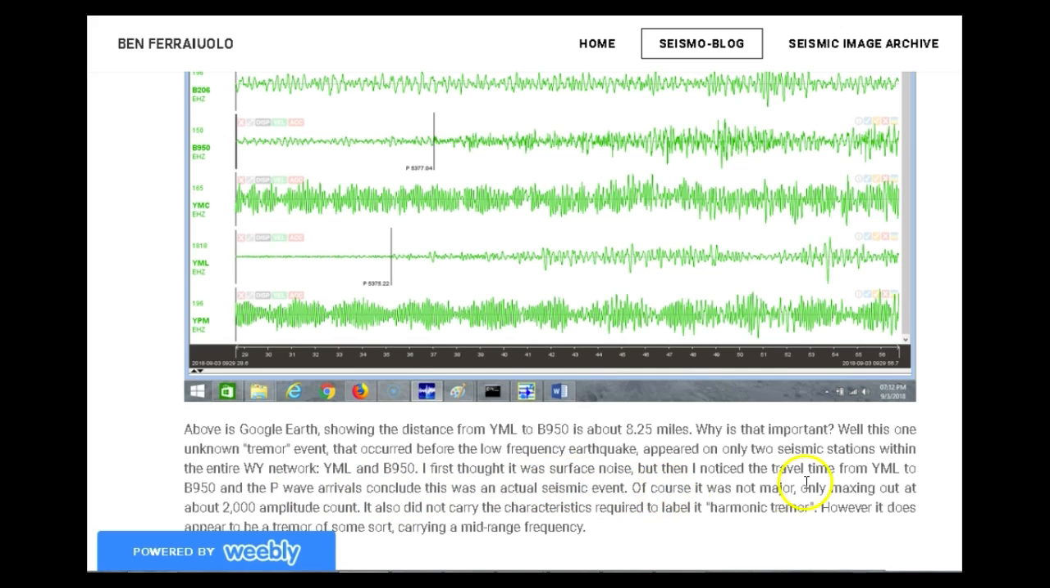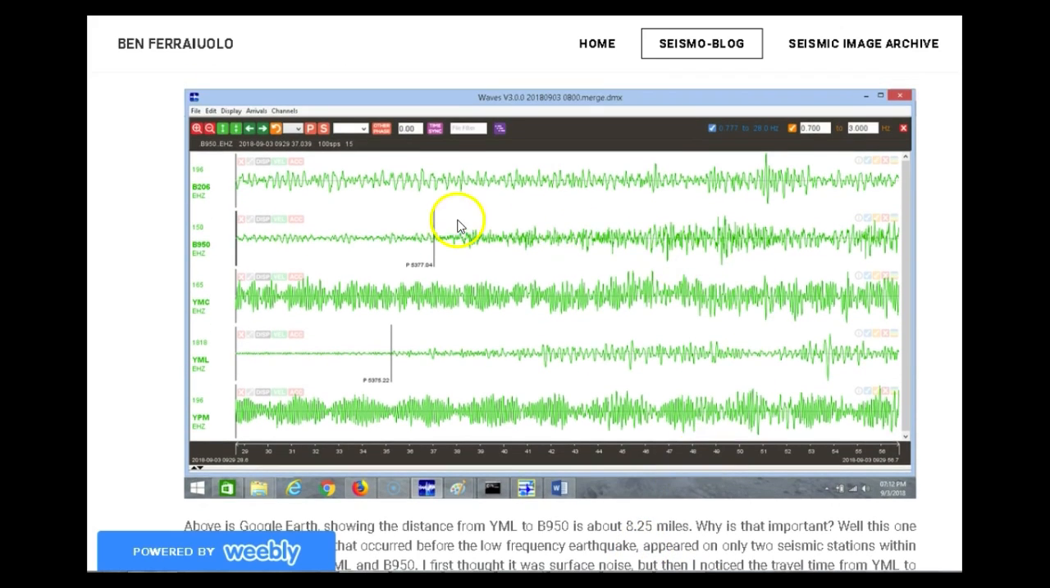Of course, it was not major, only maxing out at about 2,000 amplitude count. It also did not carry the characteristics required to label it harmonic tremor. However, it does seem to be a kind of tremor of some sort, carrying a mid-range frequency. Could this possibly be a hydrothermal tremor? I don't know, but it has a mid-range frequency.